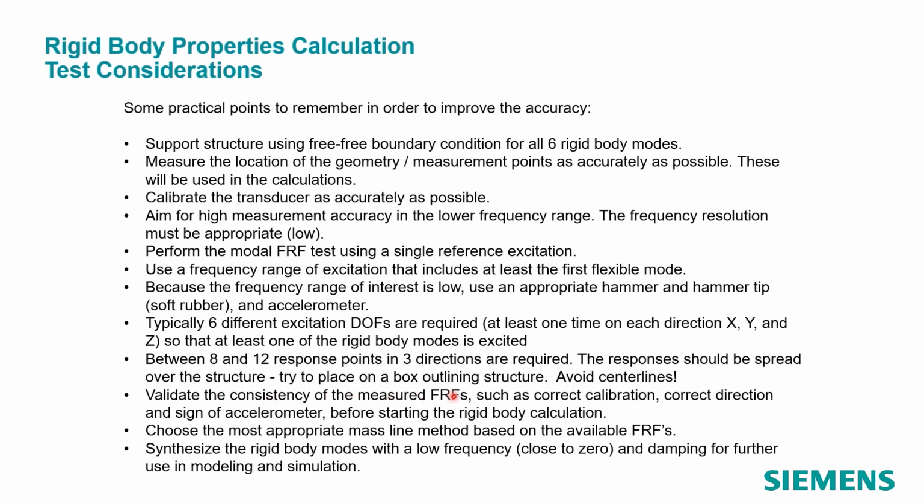Validate the consistency of the measured FRFs, such as correct calibration, correct direction, and sign before you start the rigid body calculation. So there are some things you can do. If I look at the data in modal validation, we can start to look at modal complexity, and you want to make sure some things are true. You want to make sure that the mass sensitivity is negative, meaning that if I were to add mass, the frequency would go down. If your mass sensitivity is positive, some of the directions are probably wrong, and then you're going to get funny results in rigid body calculator.